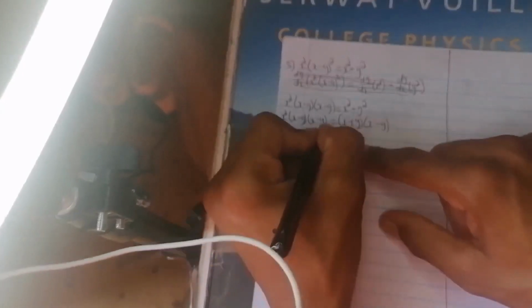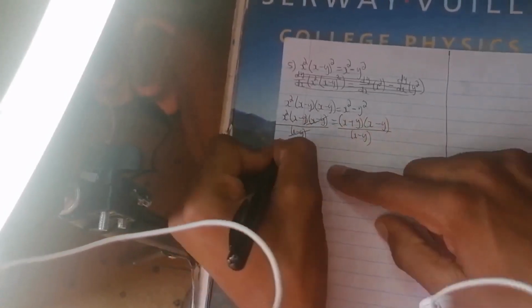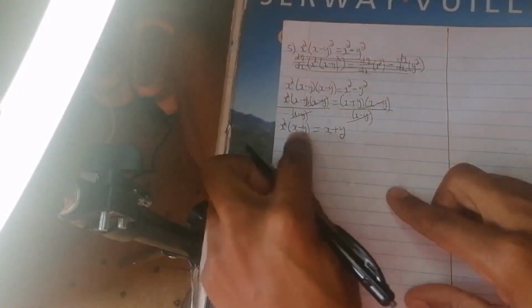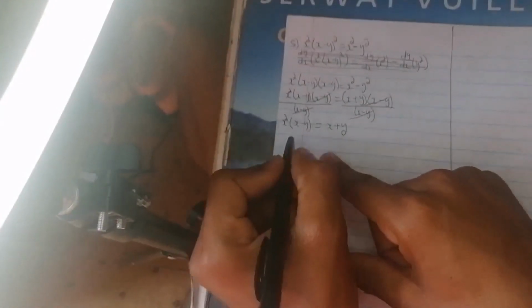So what I can do, I can divide by x minus y, so I'm left with x squared times x minus y, which is equal to x plus y. And now I can implicitly differentiate this. So don't rush first to apply the definition, try to simplify first. Be that as it may, I can now work on this, and I can use the distribution here.